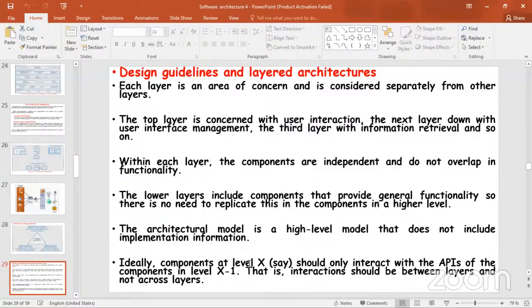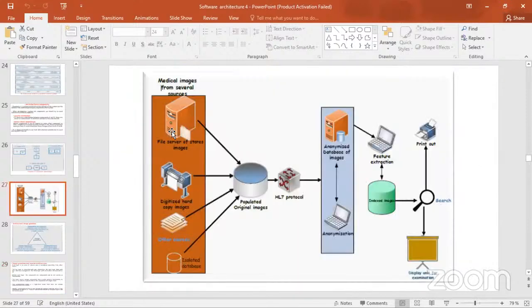Ideally, components at level X should only interact with the API of components in level X minus 1. That is, interaction should be between adjacent layers and not cross-layer. So it's talking about flow. There should be a flow from one place to the next, to the next, to the next, not having this interacting directly with this, right?